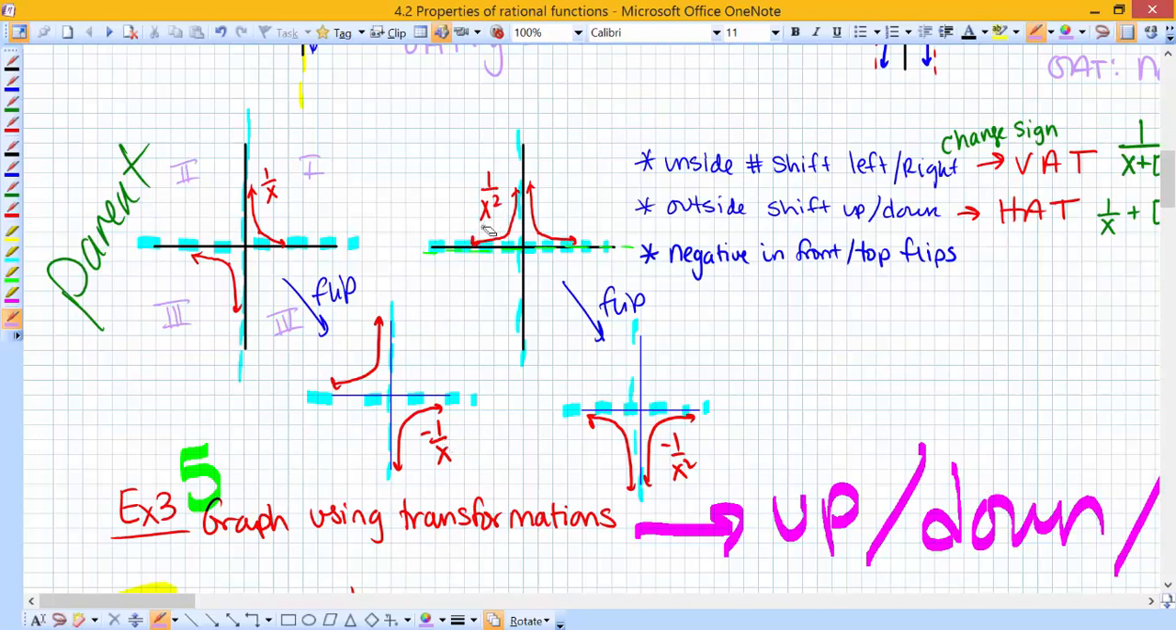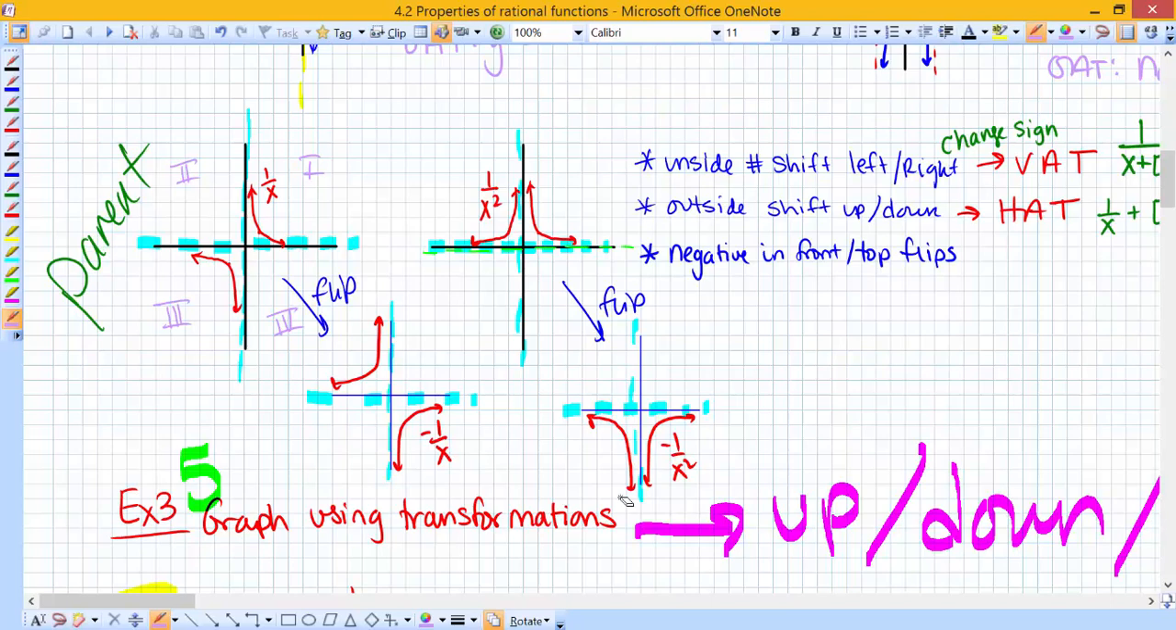Now when I'm looking at this second parent function, when there's an x squared in the denominator, that square makes everything positive. So no matter what was down here in the first one will be up in the second one, because there will be no negatives, unless there's a negative already a part of the function, and then it drops everything down.